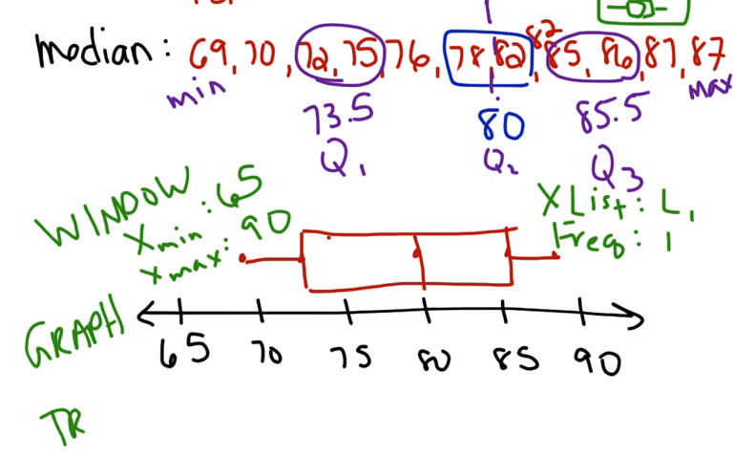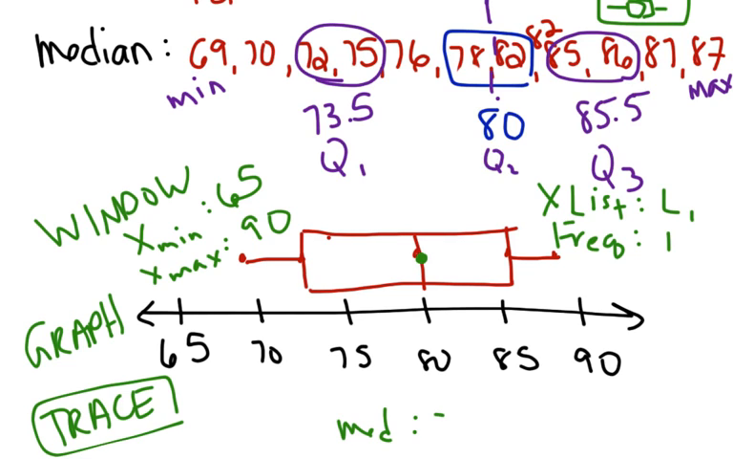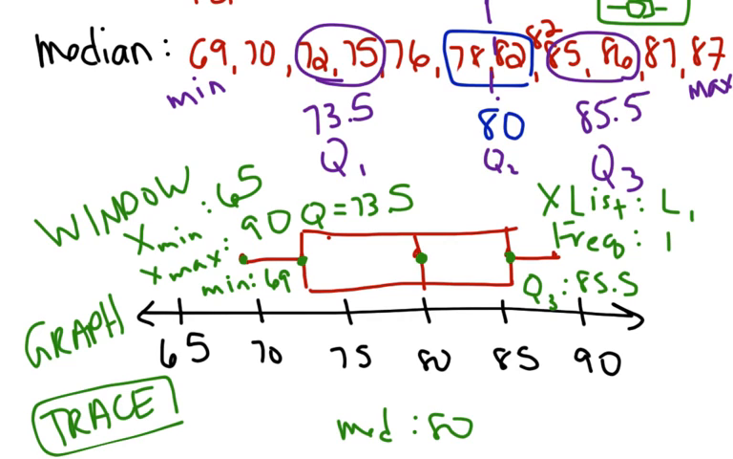Then, if you hit the trace button, you'll notice that the cursor starts right here, and at the bottom of the screen it says median 80. If you press the left arrow, it'll come to Q1, and it'll say Q1, 73.5. If you press to the left again, it'll go to min, and it'll say min, 69. If you go off to the right instead, and you get your cursor over here, it'll say Q3, 85.5. And then you bring your cursor over here, it'll say max, 87.